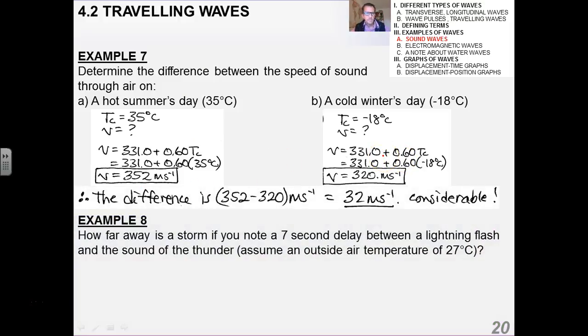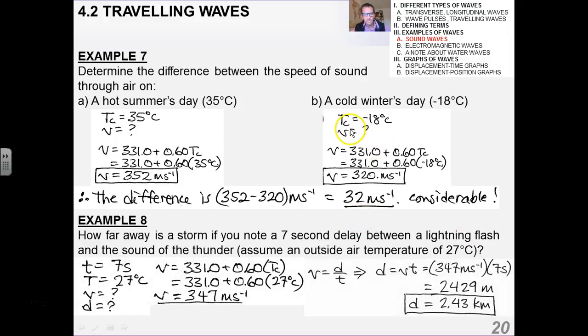Okay, here's a classic one. How far away is a storm? If you note, it's a 7-second delay between the lightning flash and the sound of the thunder. You have to assume an outside air temperature of 27 degrees Celsius, and I got that it's about 2.43 kilometers away.